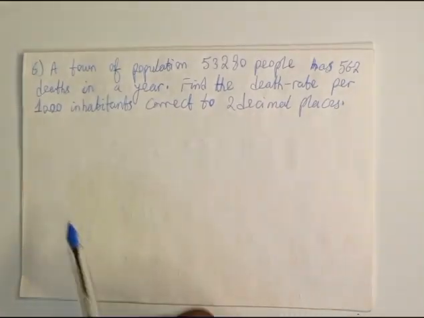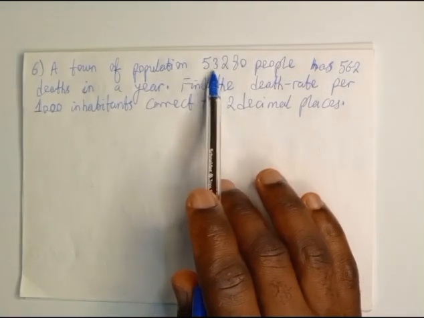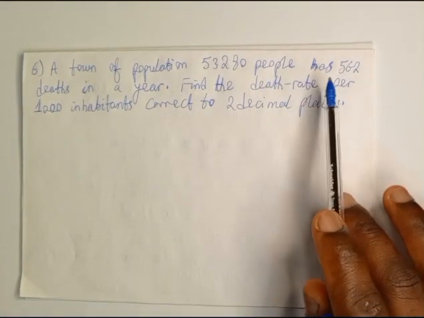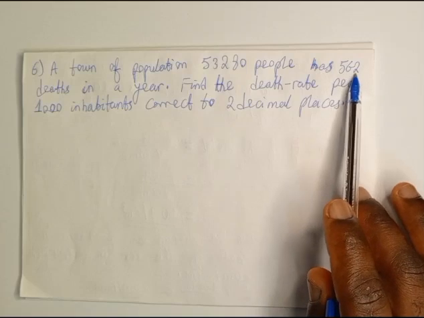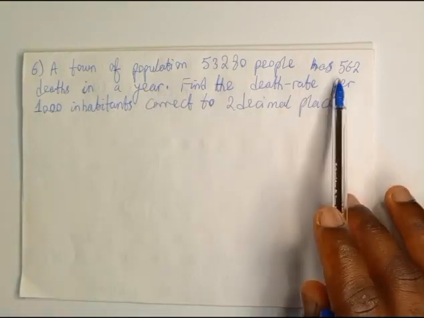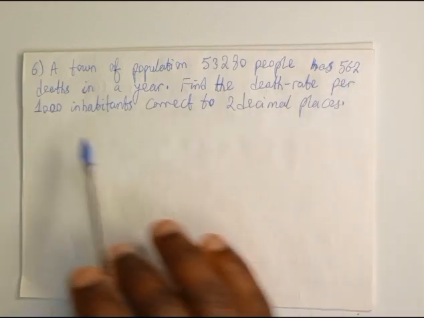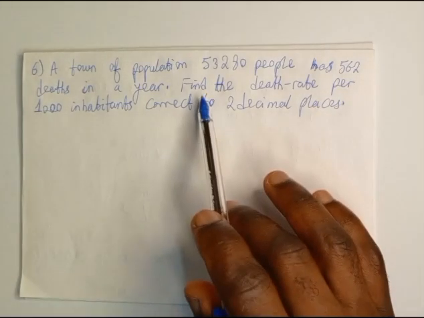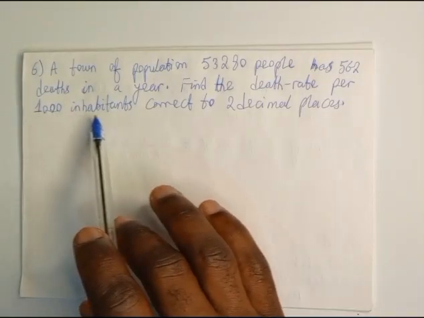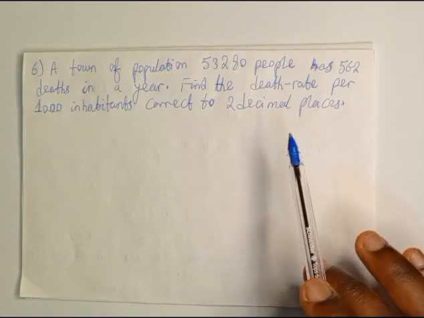For question 6, a town of population 53,280 people has 562 deaths in a year. That means in 1 year, 562 people died. Find the death rate per 1,000 inhabitants correct to 2 decimal places.